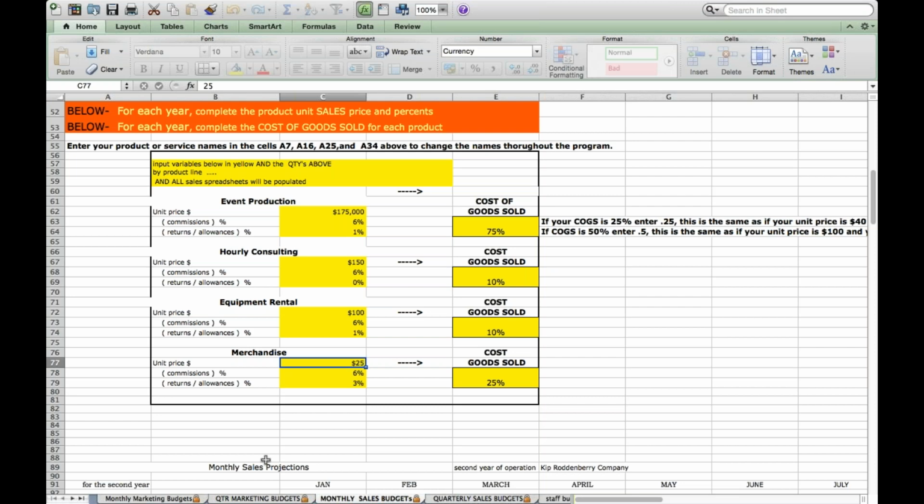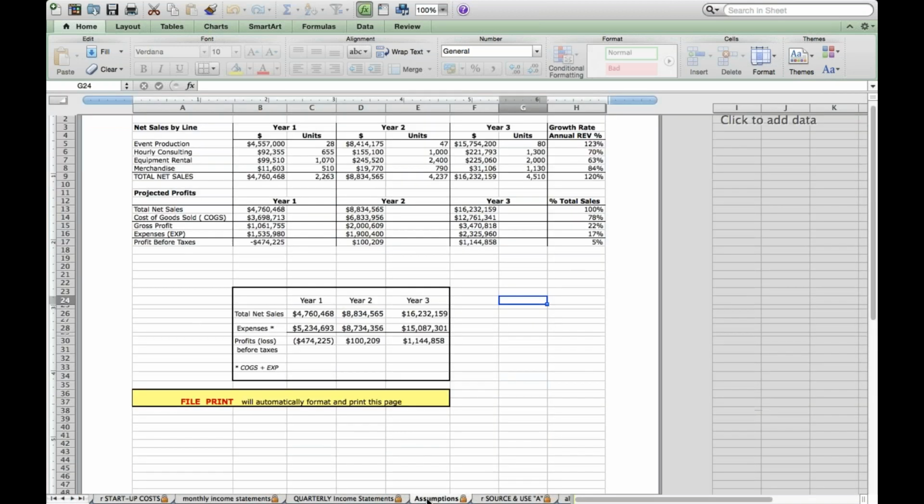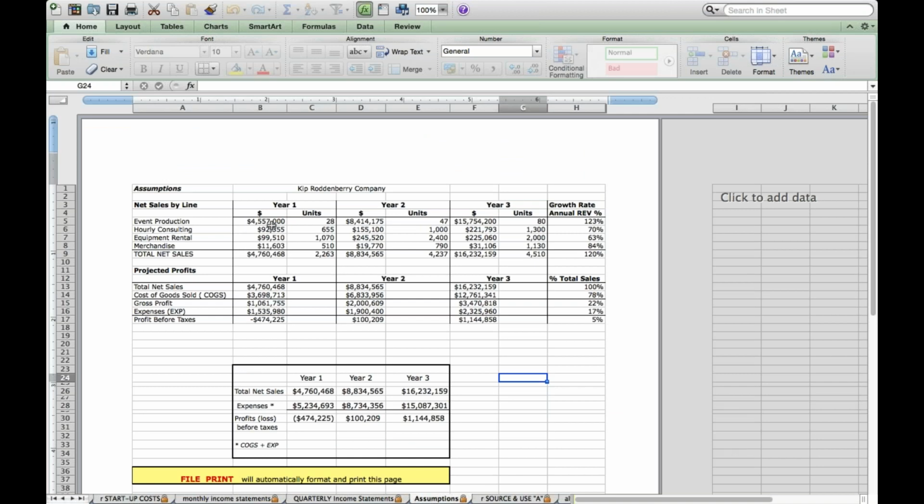So where I look for that is there's a tab that's called assumptions. And in his case, you can see the numbers here are minus commissions and returns, and the reason is you don't get to see that money. It's money that never hits your books. So you can see the event, hourly, equipment, and merchandise all get added together, and that gives you your total of your net sales. Then we take out the cost of goods, which was fairly high in his case because he had a 75% event budget. And then what's left after that is your gross profit. In other words, the money that's available to pay your fixed cost.